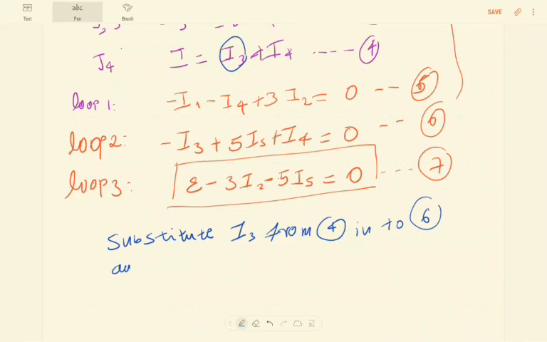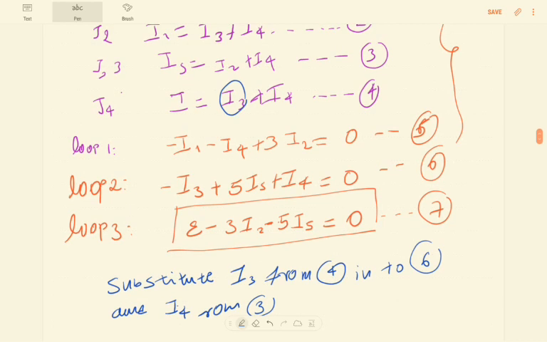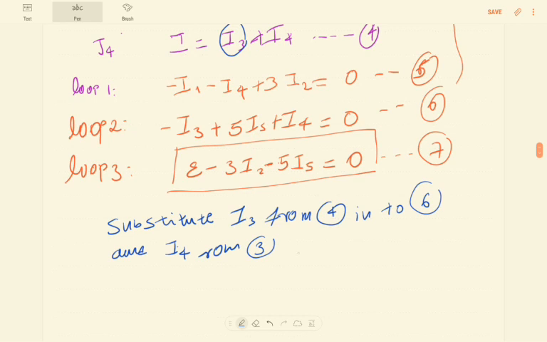And substitute I4 from equation 3. What do you see in terms of I2, I5 and I4? After you get those, what do we get?